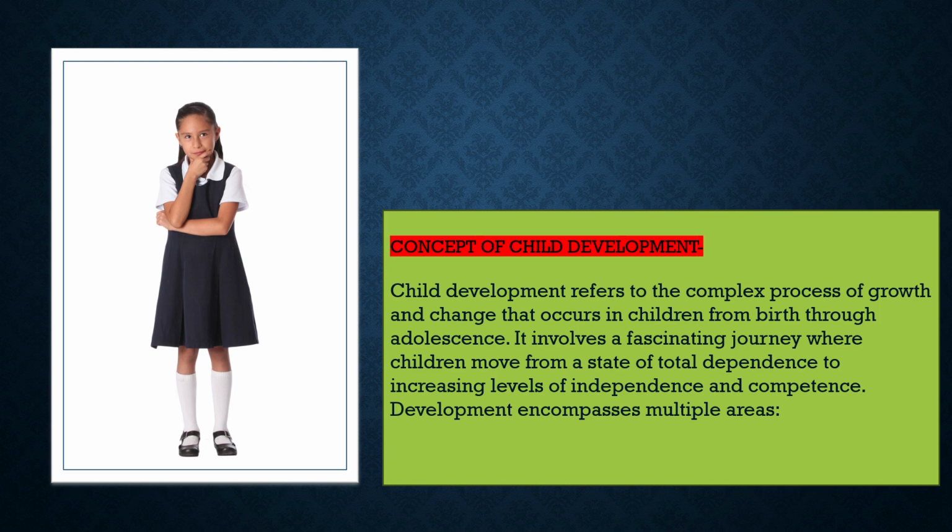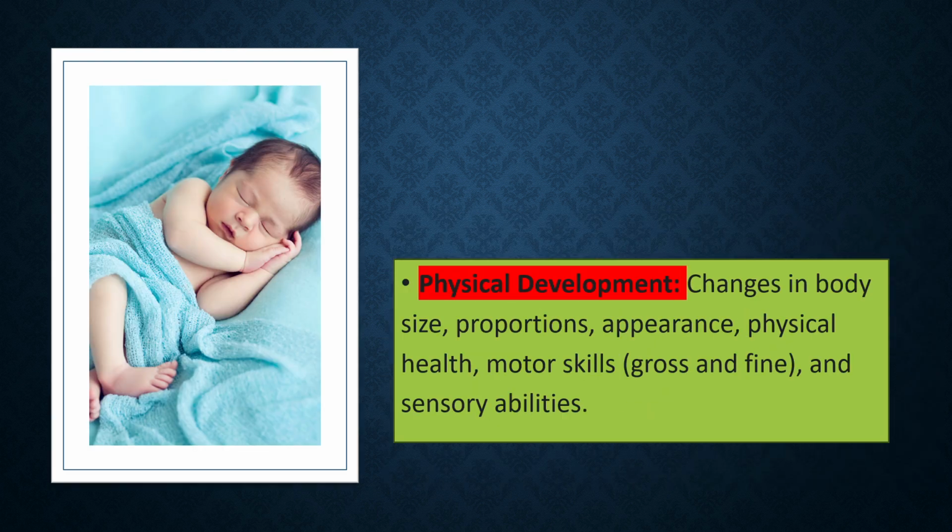So development has various areas, like physical development, cognitive development, emotional development, social development. So there are different domains of development, which we shall see in the next slide. All right, so first of all, it comes physical development. So what is physical development? Changes in body size, proportions, appearance, physical health, motor skills, gross and fine, and sensory abilities.